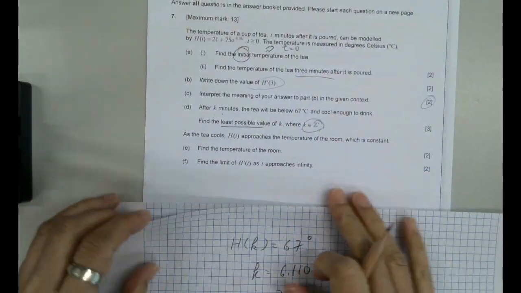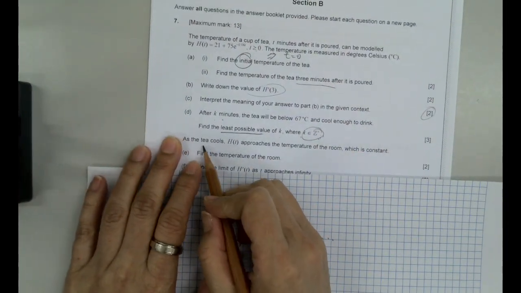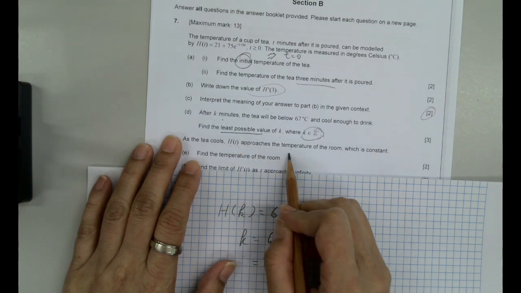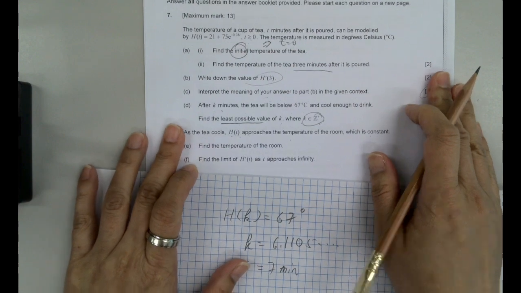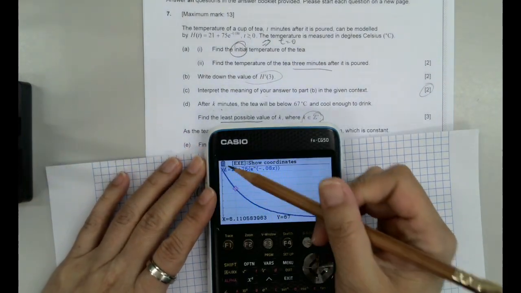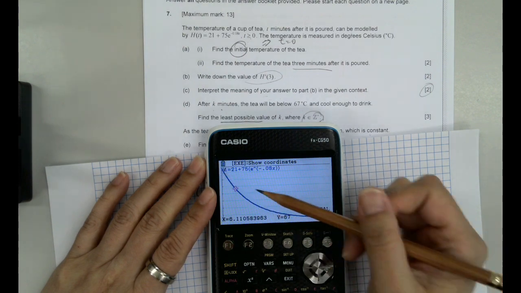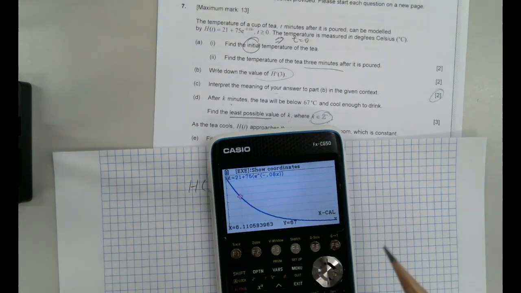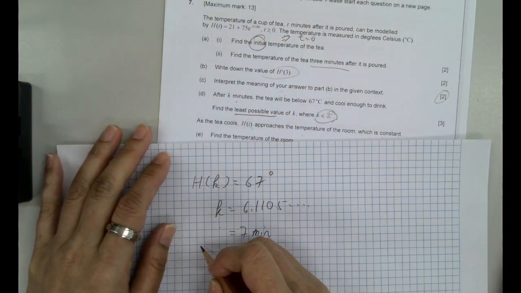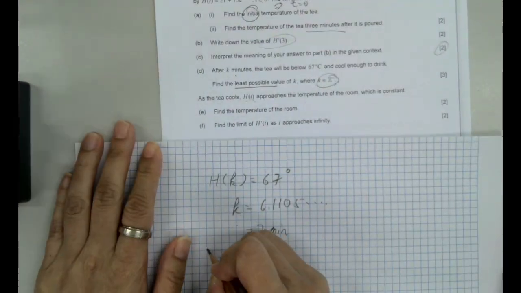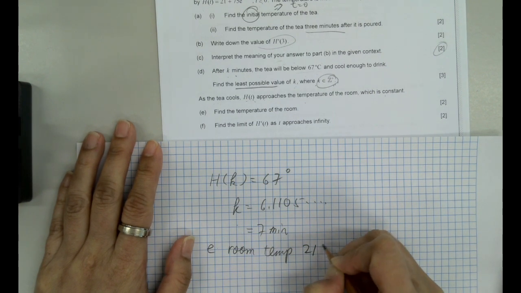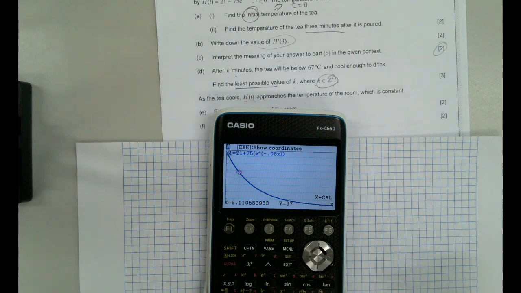Oh, next bit. We got 2 more marks. As the tea cools, H(t) approaches room temperature, which is a constant, which means that if I have the graph, yes, I have the graph, we are looking for the asymptote. Because after a certain temperature, it won't drop anymore. So pretty straightforward, I know that the room temperature is 21 degrees, because this allows it to be an asymptote.